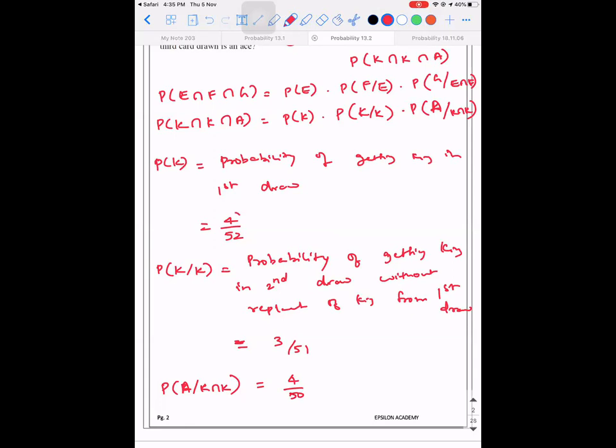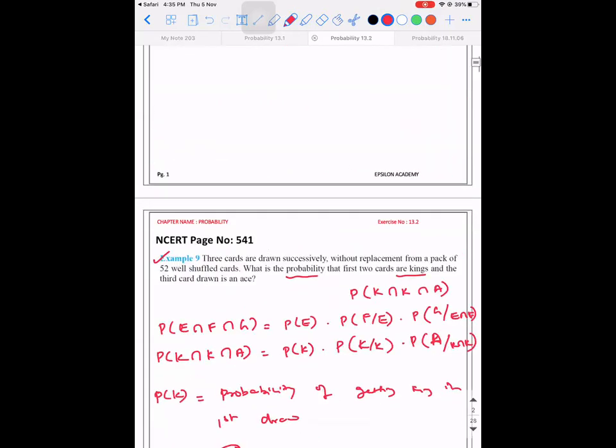So 4 by 52, 3 by 51, and 4 by 50. If you ask me how we got this formula, this also came out from the Venn diagram concept. Let's not worry about it, but it comes out from the concept of Venn diagram.